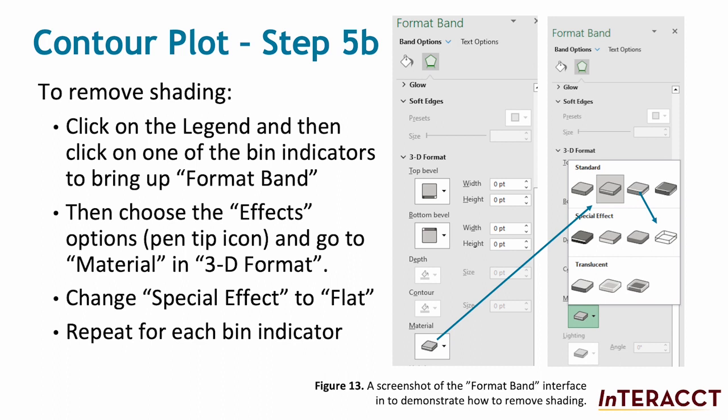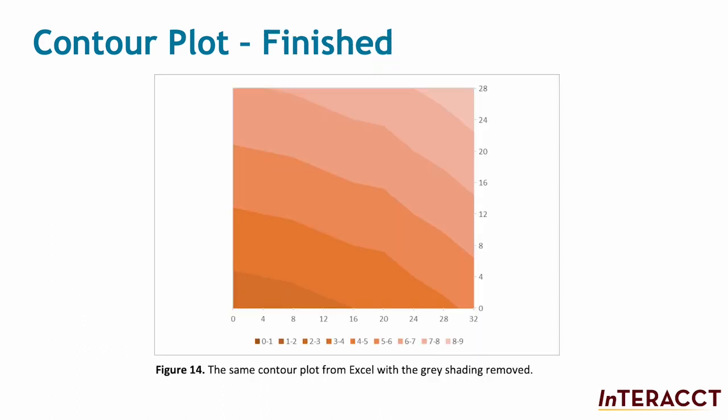Once in there, the 3D format options are found, and then the Material option is clicked. The option in the standard selection needs to be changed to the third one in the Special Effect category, which is labeled Flat. You can't see it here, but that's its label. Unfortunately, this needs to be done for every bin as well. Here is the resulting contour plot as a heat map of concentrations over the measured and interpolated floor space. It obviously shows a gradation from low concentration in the lower left to highest concentration in the upper right.